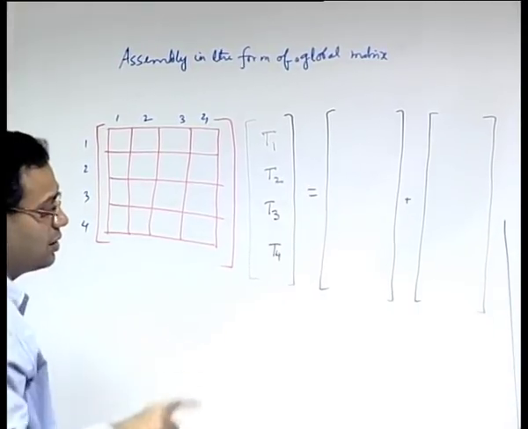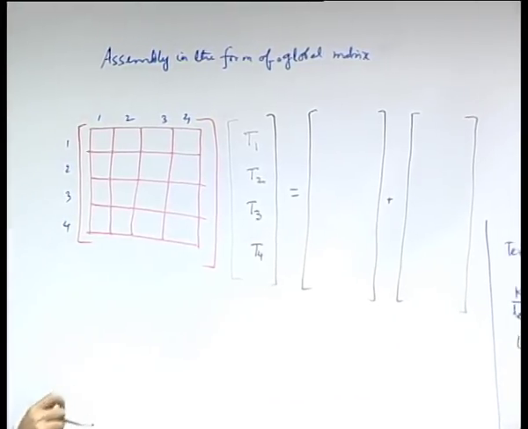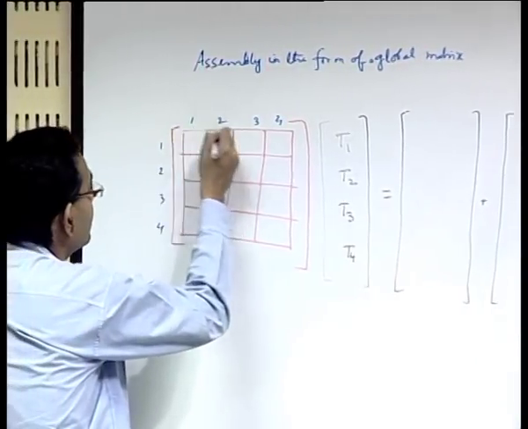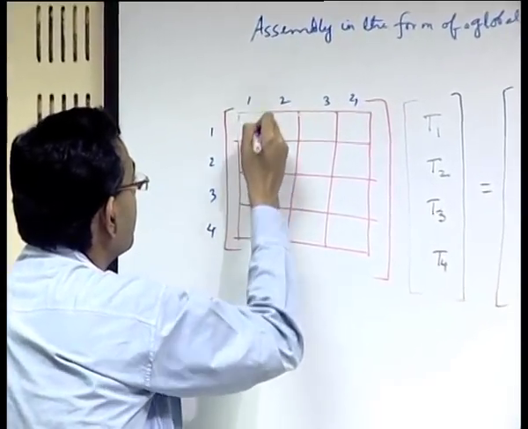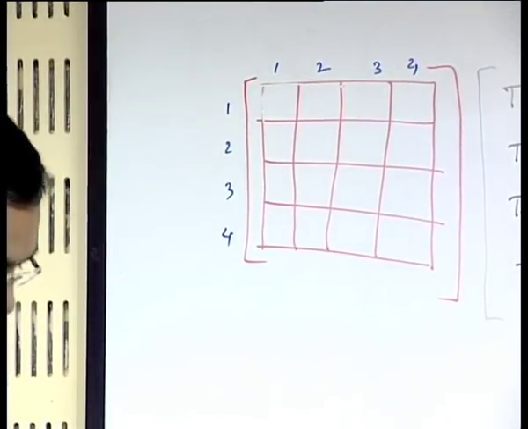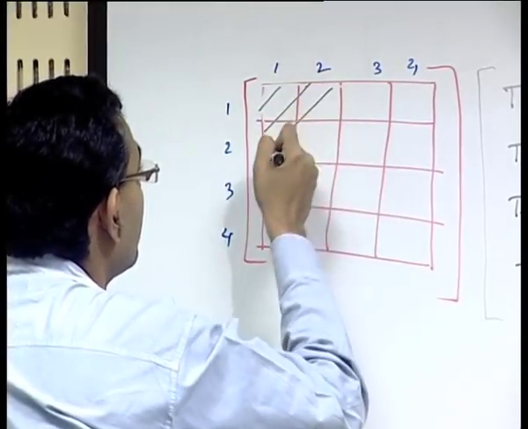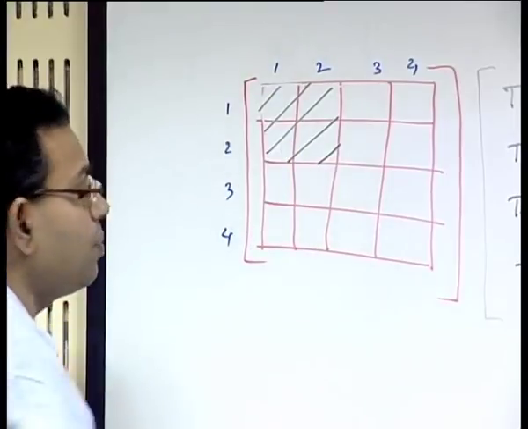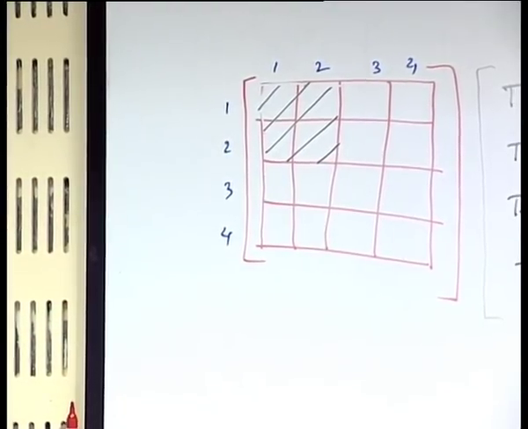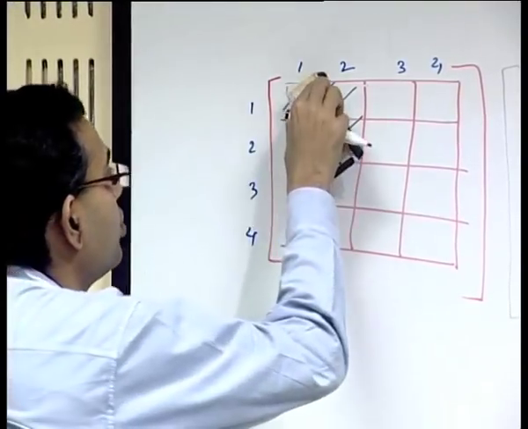First, for the element number 1, what are the node points which are involved with the element number 1? 1 and 2. So, this part of the coefficient matrix will be activated. Okay. So, what will be the corresponding entries? Let us put the entries here.